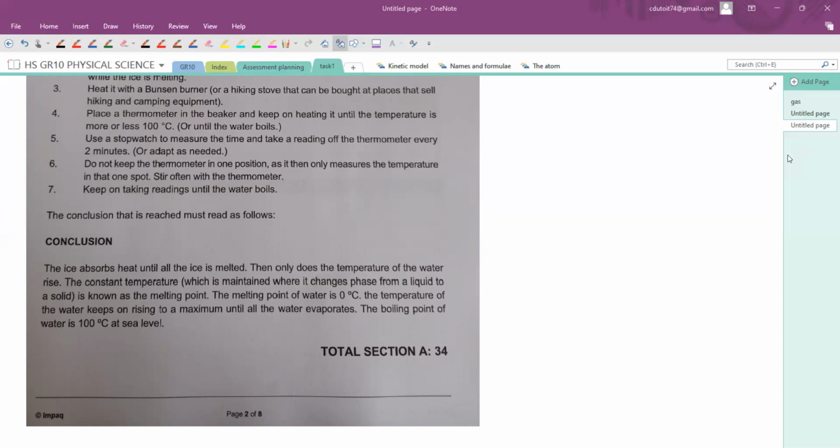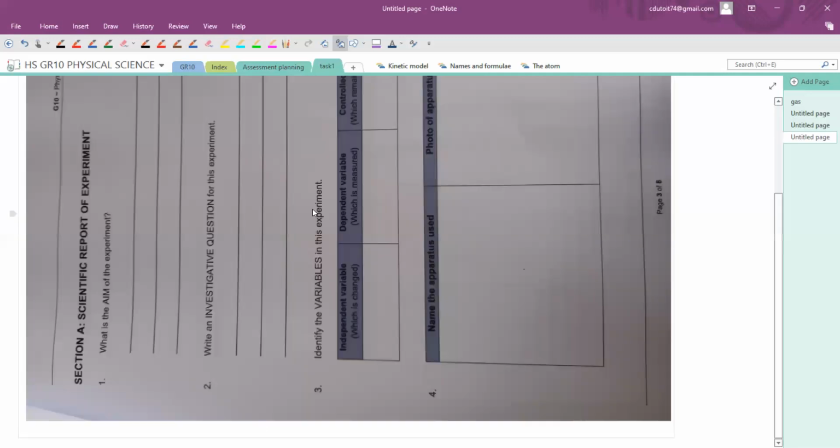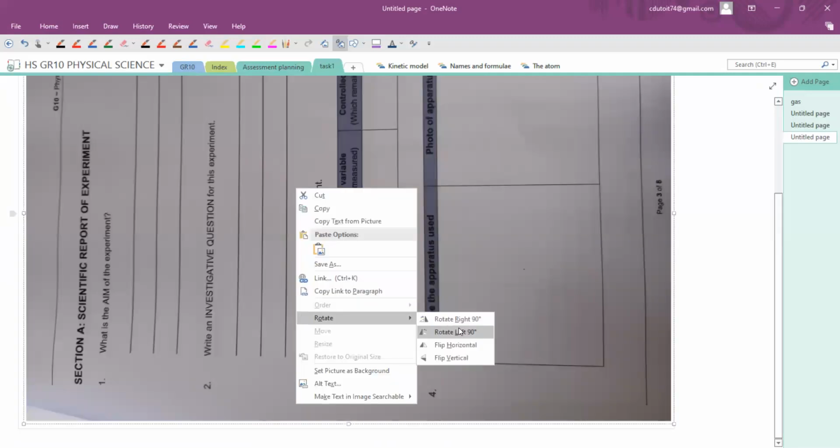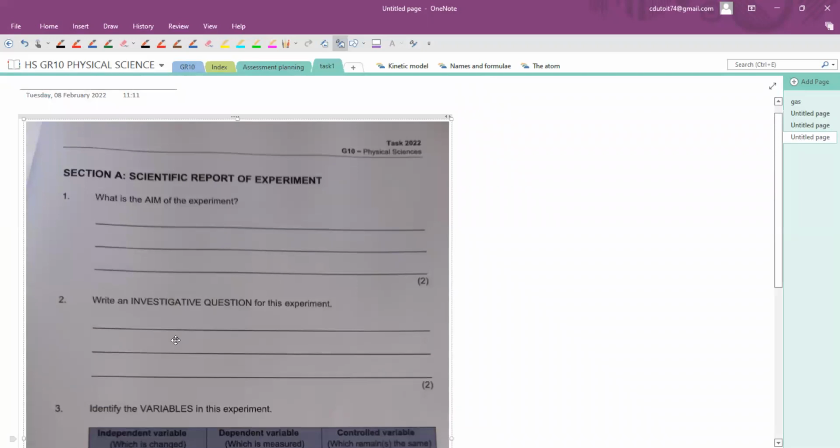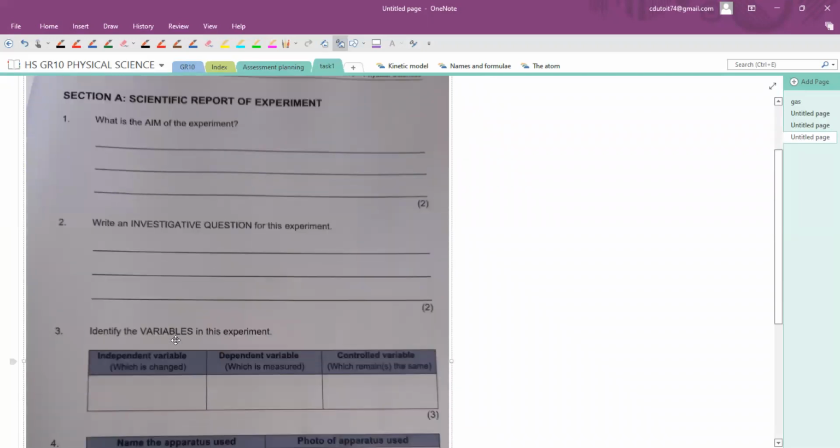So we're going to spend this whole lesson trying to figure this out. Okay. Are you happy with that? Yeah. Okay, what is the aim of the experiment? We need to determine the boiling point of water.